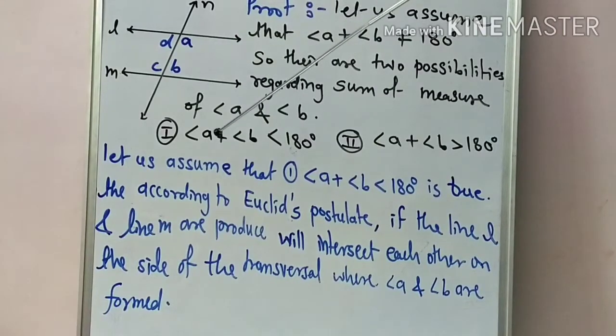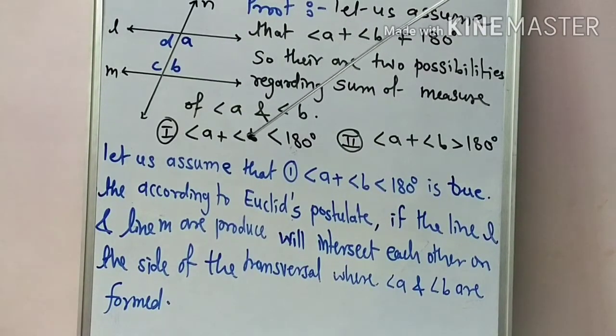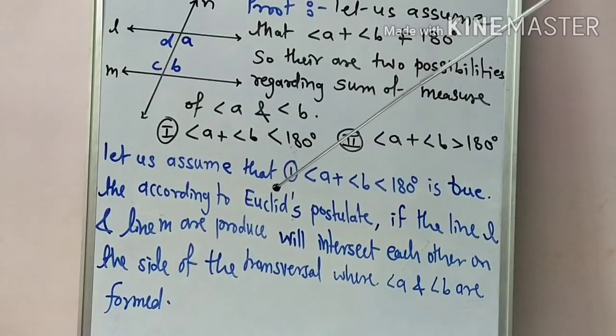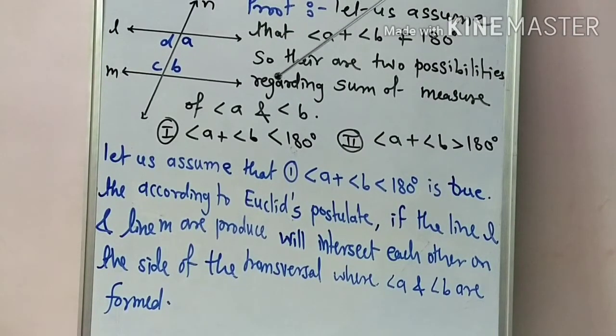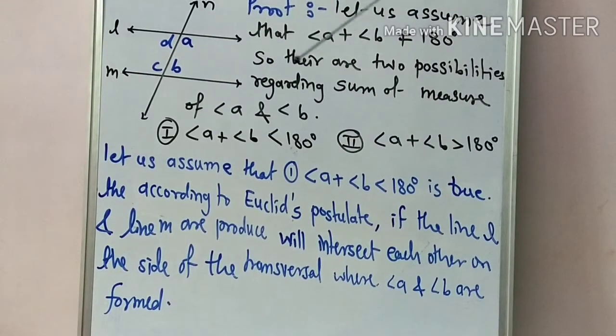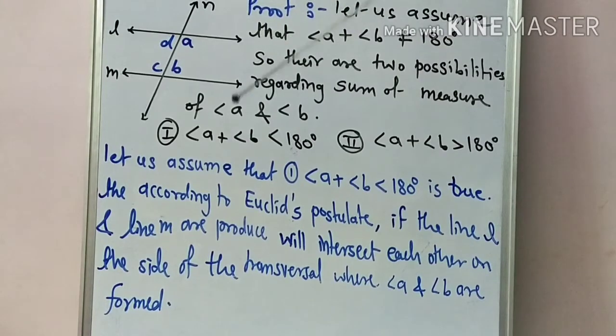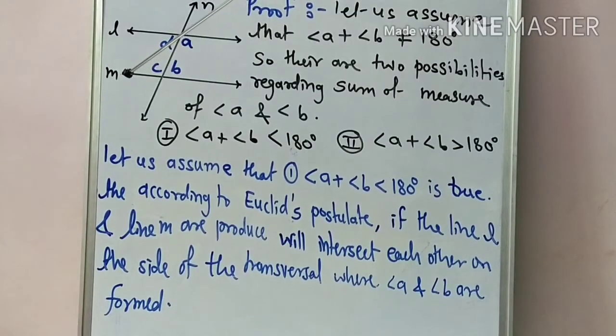Means here if angle A plus angle B is less than 180 degree, then according to this postulate, as we extend these lines in direction of A and B, means right side of that transversal, then in that direction the lines intersect each other. But according to given part, what is given part? Line L and line M are parallel to each other. Okay, so means this one is not true.